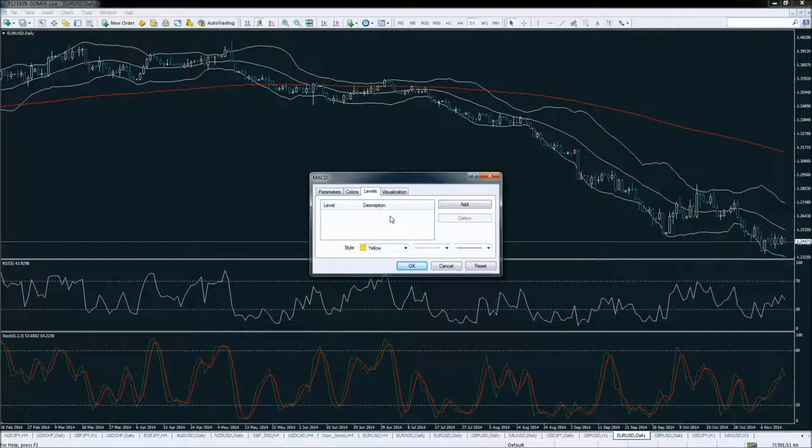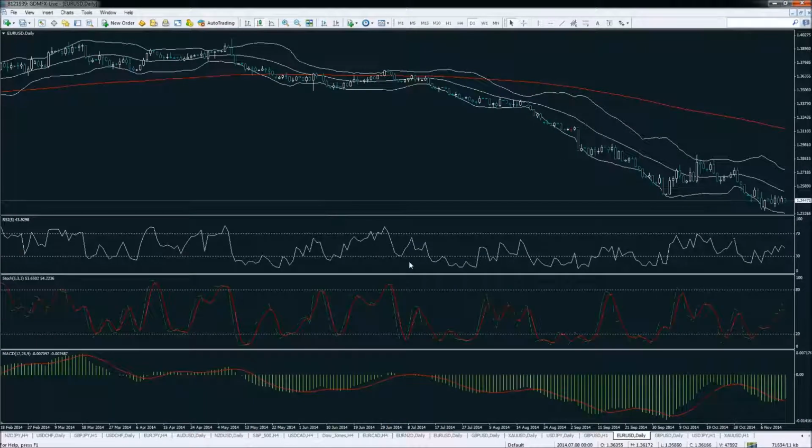I don't really need that, basically because we have the so-called histogram that you will see here on your charts. There it is. It's those green bars. This is the MACD histogram.